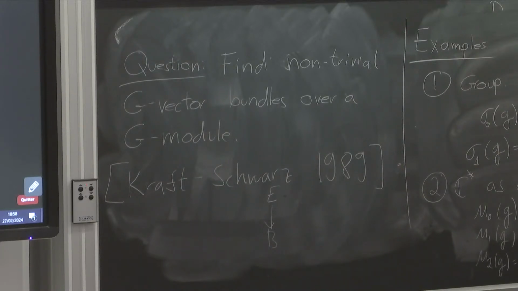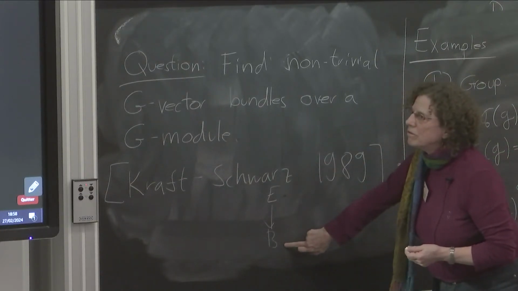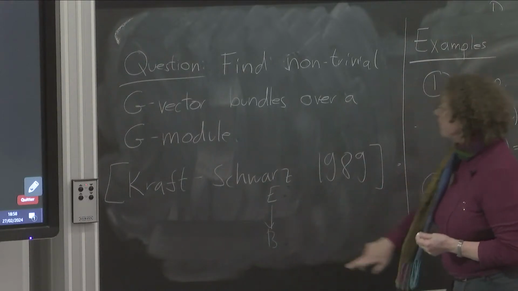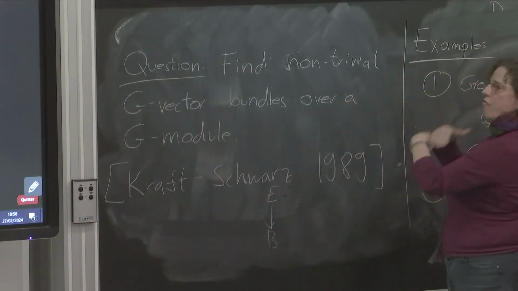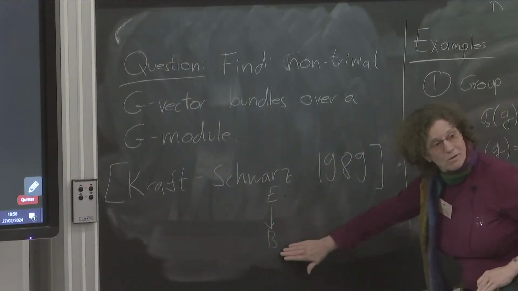G equivariant. You wrote G module instead of G manifold, right? No, the base is a G module. B is a G module. E over B. So it's a G vector bundle over a G module. The base is a G module.